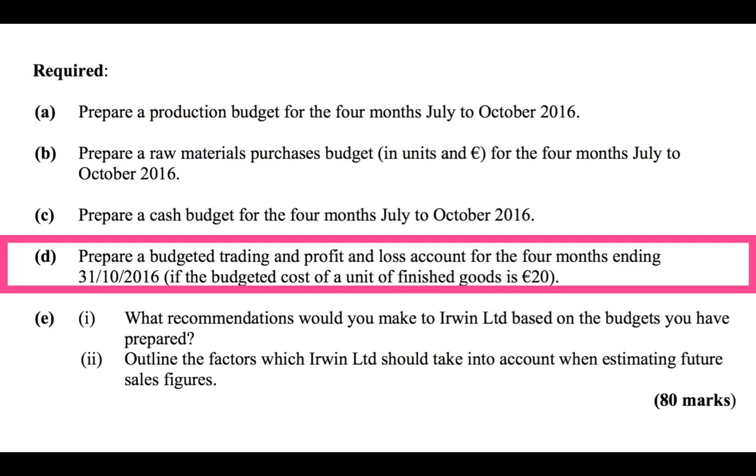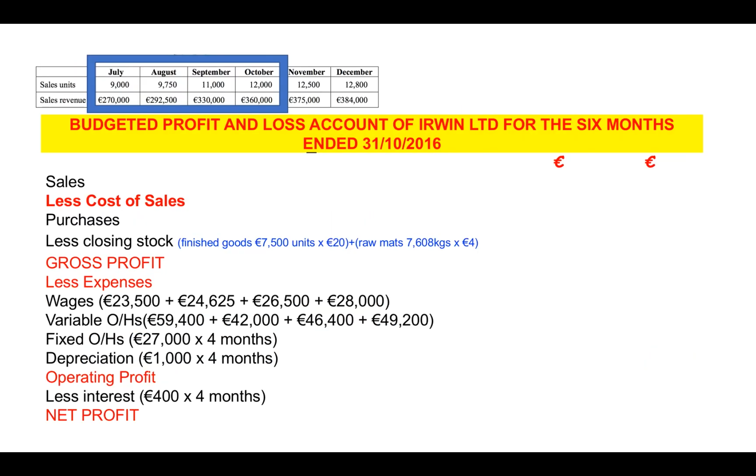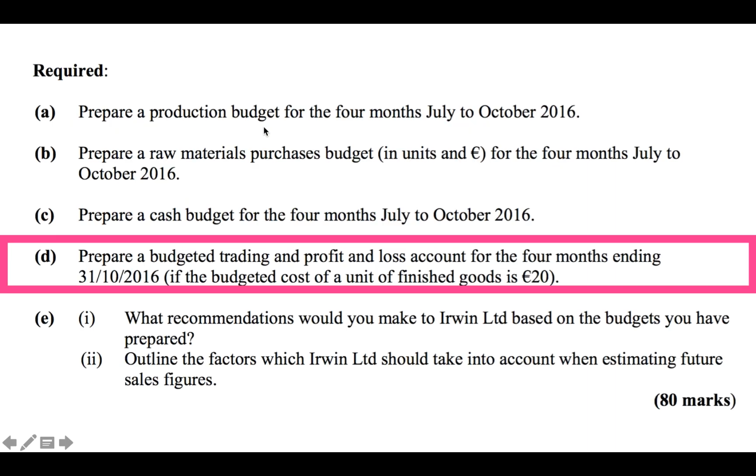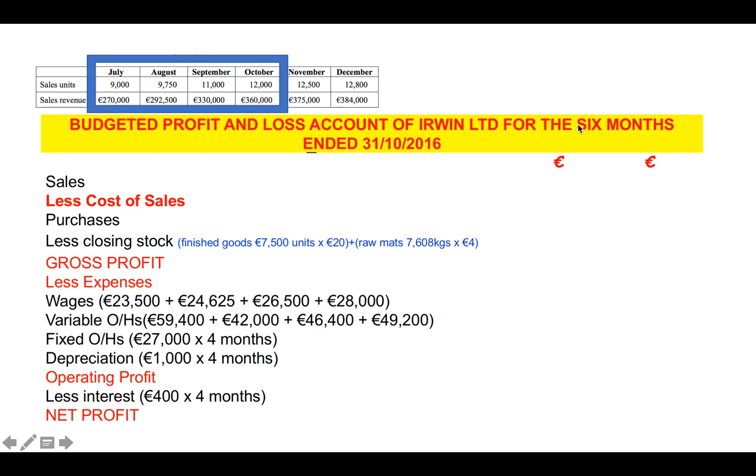Part D asks us to prepare a budgeted trading profit and loss account for the 4 months ending 31st of the 10th, 2016, if the budgeted cost of a unit of finished goods is €20. So this is similar to the one that we would do in our full cash budget questions. So remember, you're only asked to do it for the 4 months, okay? So the 4 months ending 31st of the 10th, 2016. Sorry, that should say 4, it should not say 6, but we've got the date right there.